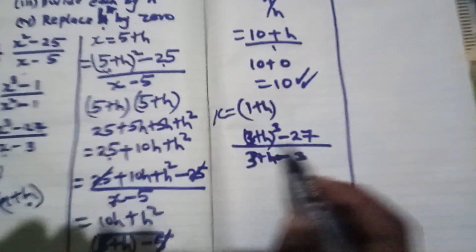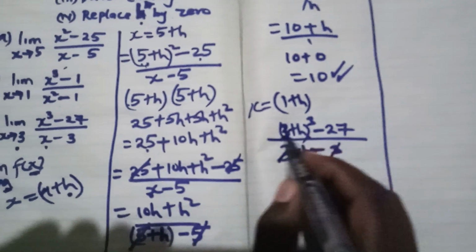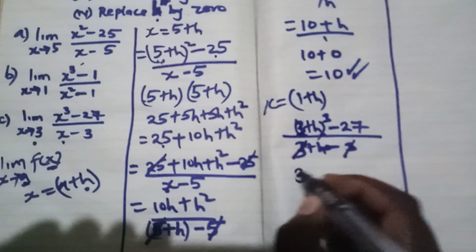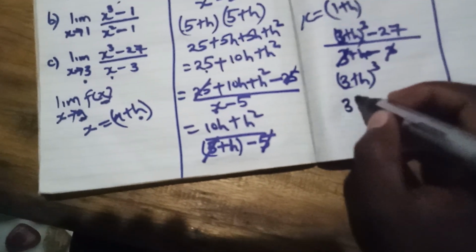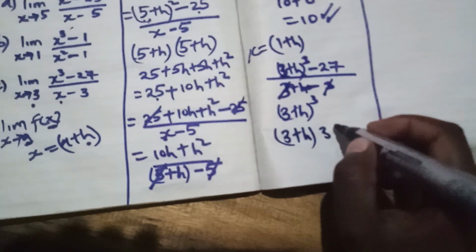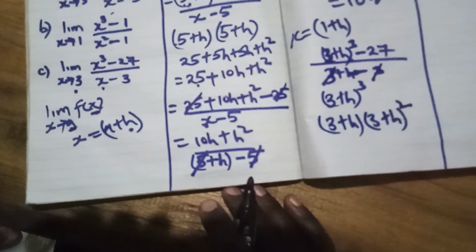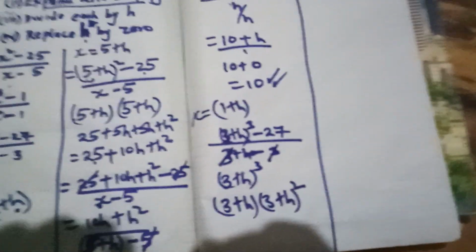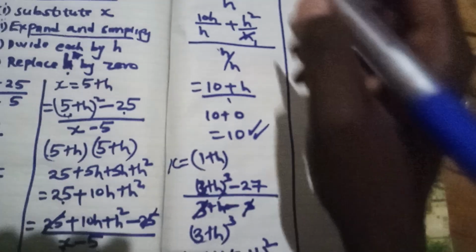Then this one will have to cancel with this one. So we have to expand this one, 3 plus h cubed. So this one is going to be 3 plus h times 3 plus h squared. So in our calculation, we will have to expand this.